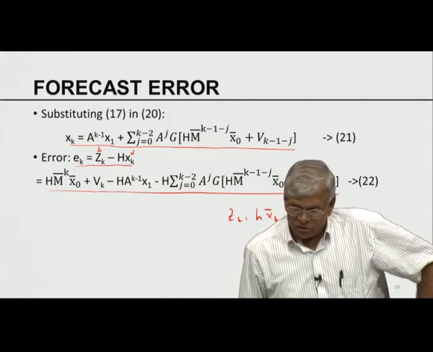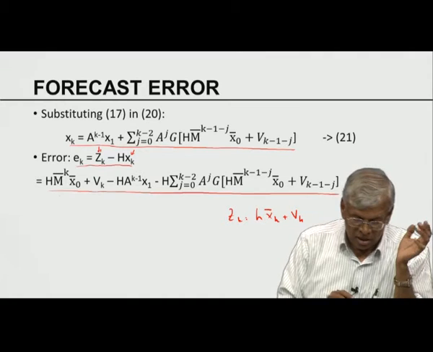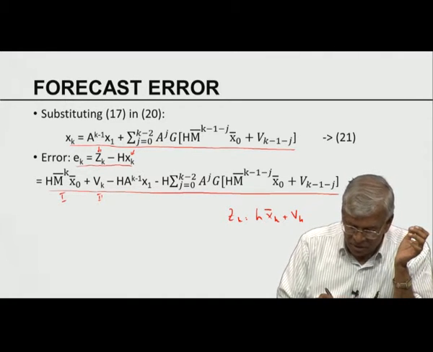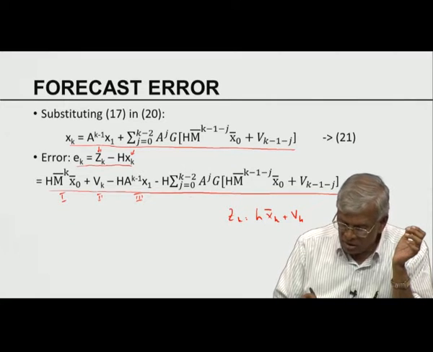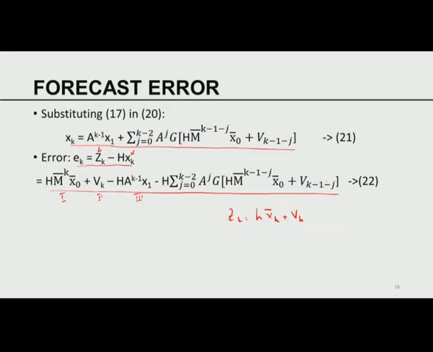So look at the structure of 22. 22 has several terms. This is the first term, this is the second term, this is the third term, this is the fourth term, the summation. The fourth term itself is a sum of two terms, but among all these, Vk is a noise term, Vk minus 1 minus j is a noise term. So there are two noise terms, the rest of it are deterministic terms. So the error is noisy.